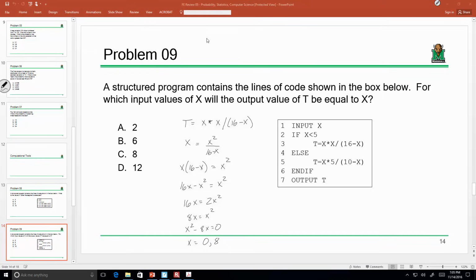Does that make sense? You okay with that? Now, okay, so I got these two quantities, x equals 0 and x equals 8.